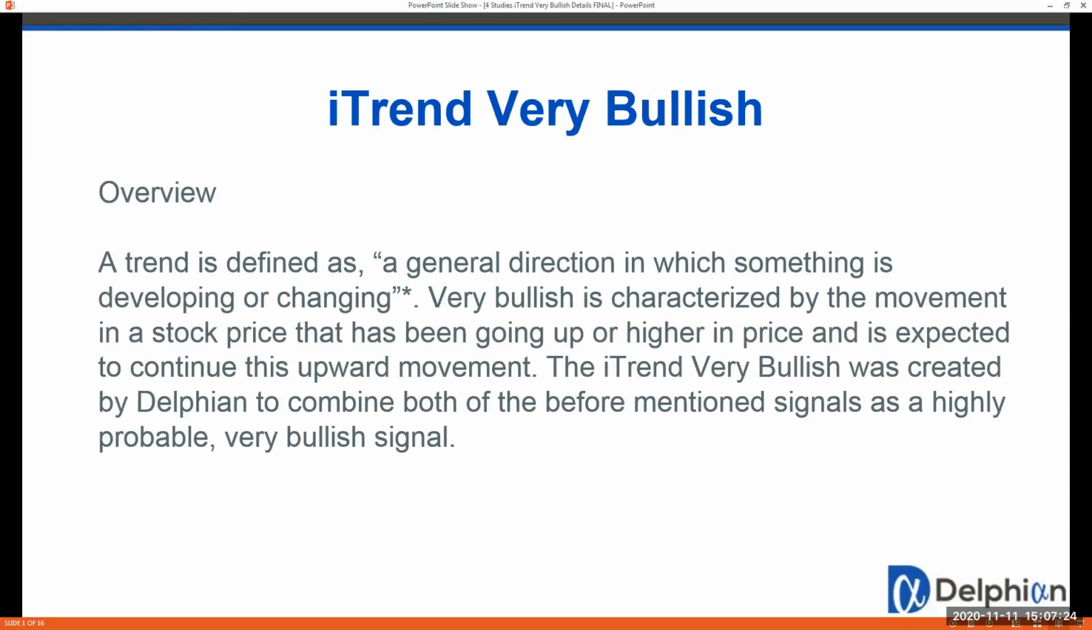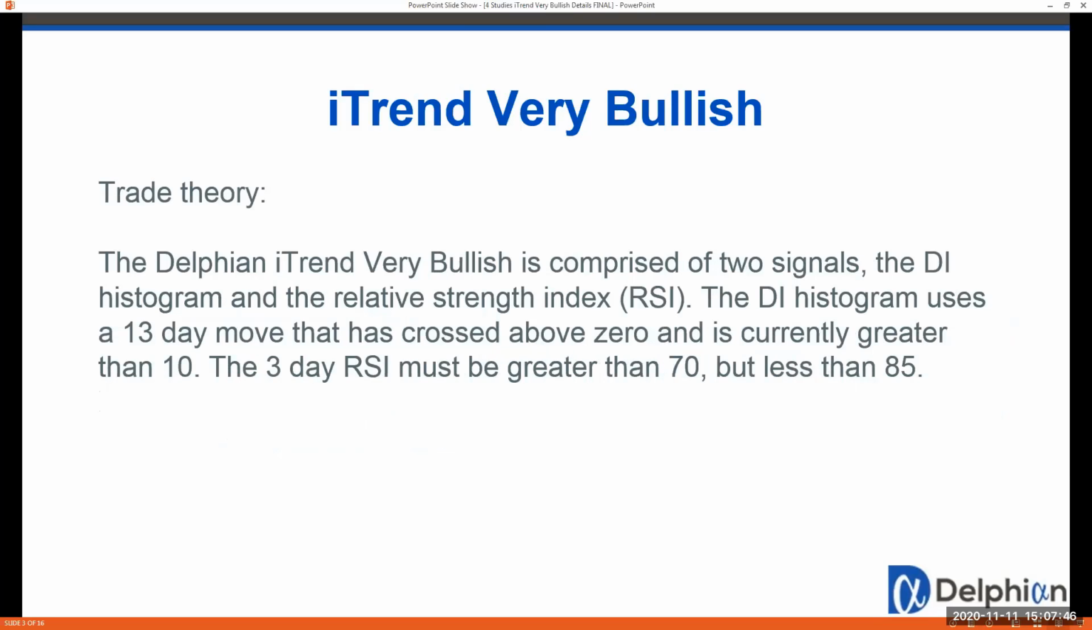So as that signal speaks, pretty much a trend is defined as a general direction in which something is developing or changing. And then very bullish, as it says, is characterized by the movement in a stock price that has been going up or higher in price and expected to continue higher in price and probably faster as well. So this is the very bullish signal you're talking about.